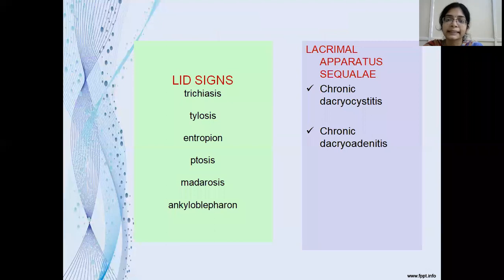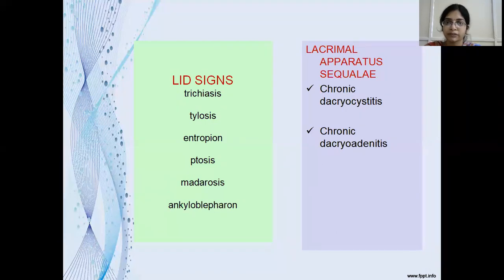Now, what are the lid signs? Coming to the lid signs, which can occur in the cicatricial phase of trachoma. What is trichiasis? Trichiasis is inturning of the eyelashes. What is tylosis? Tylosis is thickening of the lid margin. Entropion is inward turning of the lid margin. Ptosis is drooping of the eyelid. Madarosis is loss of eyebrows or eyelashes. And ankyloblepharon is adhesions between the two palpebral conjunctivae.